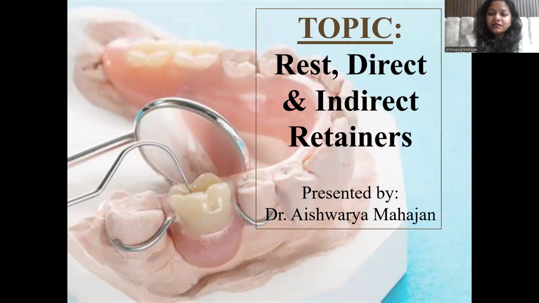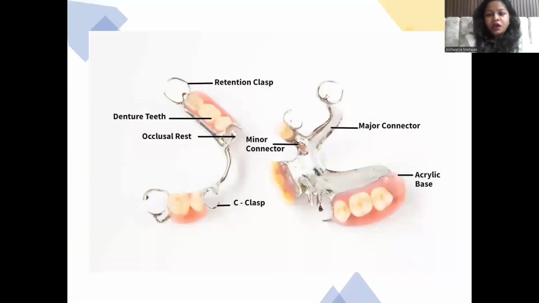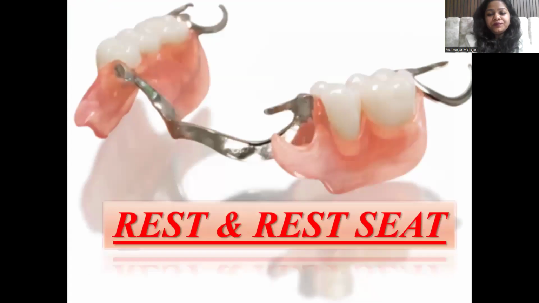Keeping all these factors in mind, cast partial dentures are one of the most feasible but technique sensitive treatment options for rehabilitation, which addresses both functional and aesthetic needs of the patient. Now, the cast partial denture mainly comprises five major components: the major connector, minor connector, rest and rest seat, and the direct and indirect retainers. I'll be covering about three of these components. Let's start with the rest and rest seat.